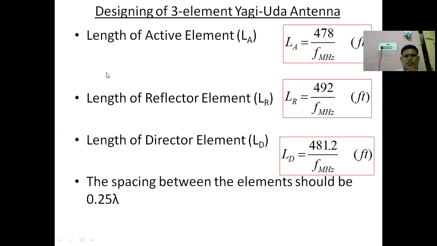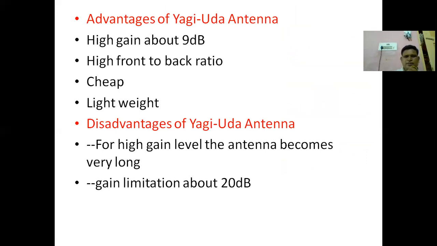What are the three elements? The active element, the reflector element, and the director elements. The lengths of these elements can be decided by using these formulas, and we construct the three-element Yagi-Uda antenna. The advantages of the Yagi-Uda antenna: it is a high gain antenna, with a gain of about 9 dB. It has a high front-to-back ratio. By using a number of directors, we can minimize the back lobe and minor lobe power. That's why we get a high front-to-back ratio.